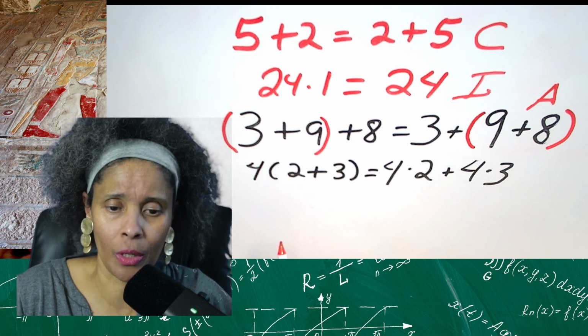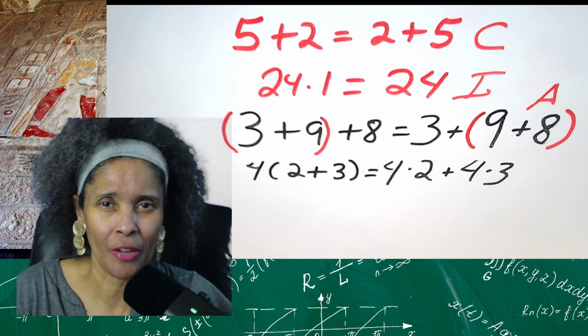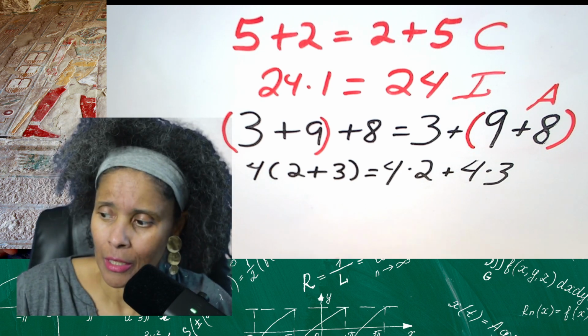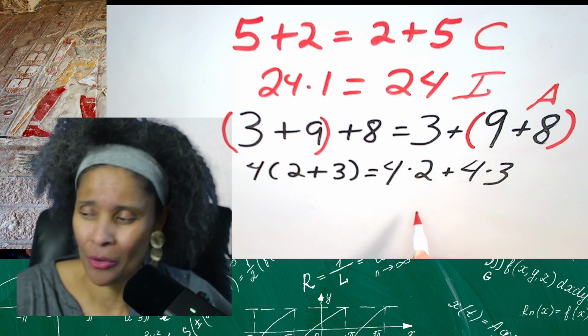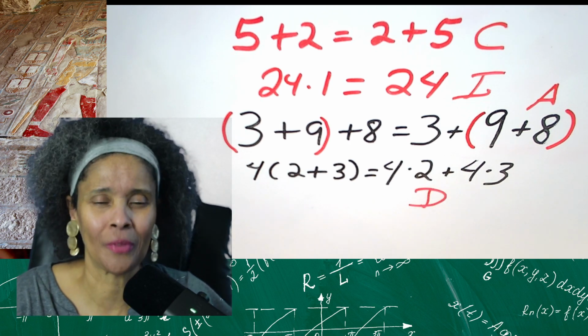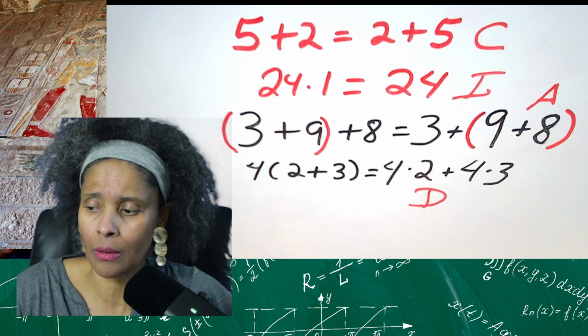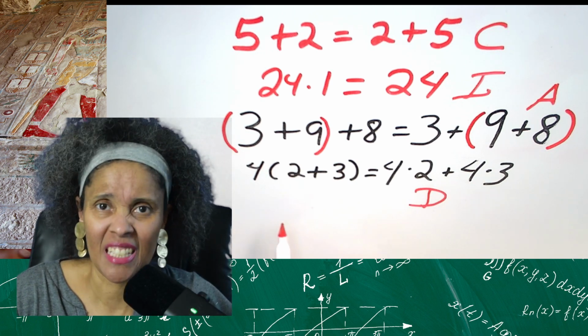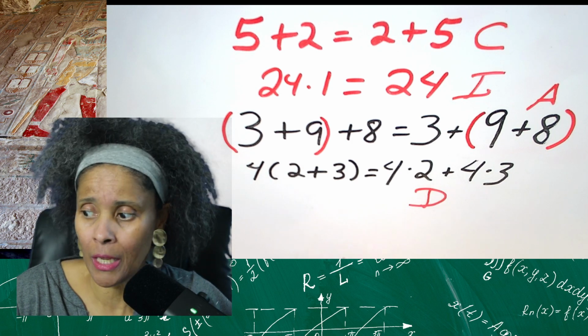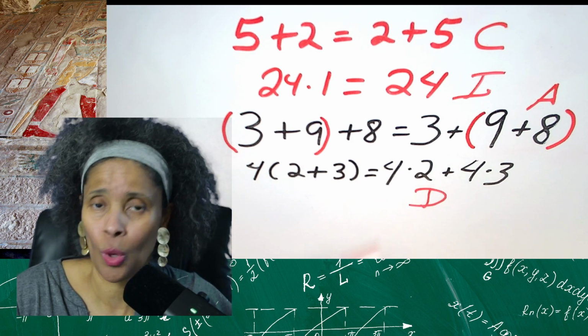So what about this last one here? 4 times (2 plus 3), with 2 plus 3 in the parentheses there, is equal to 4 times 2 plus 4 times 3. Well, that's the distributive property. I'll go ahead and put a D right here for distributive. That's the distributive property because it says you can take a number and distribute it to each of the numbers within that parentheses and get the exact same answer. So this is 4 times 5, which is 20. And then 4 times 2 is 8, plus 12, which is also 20.